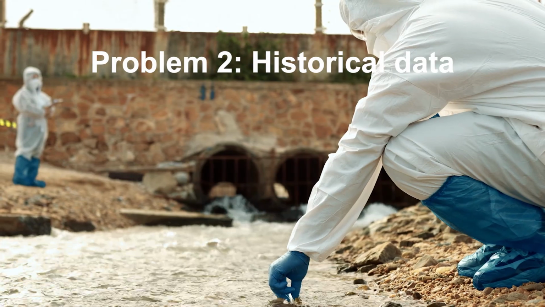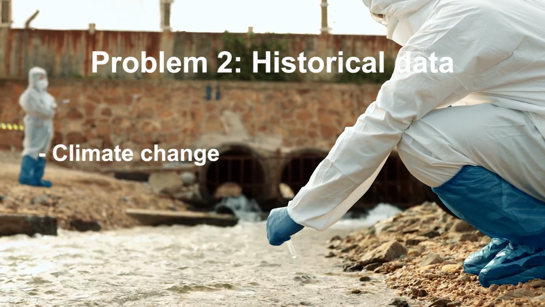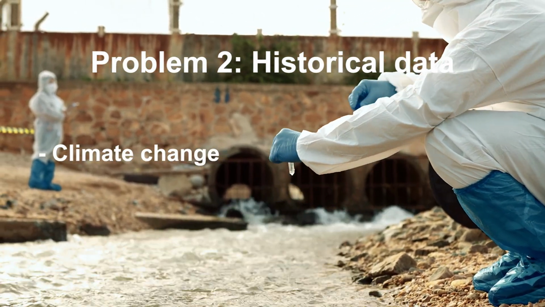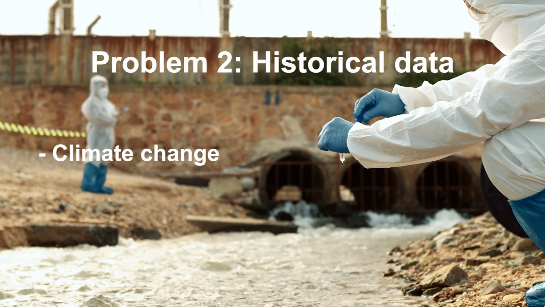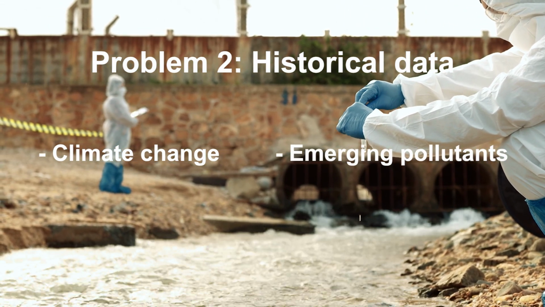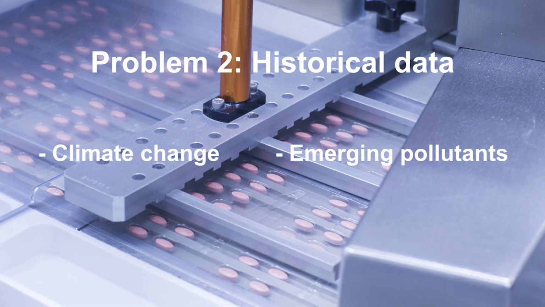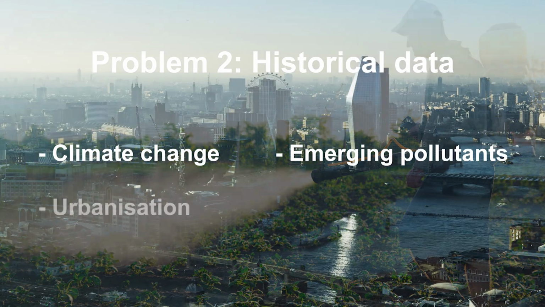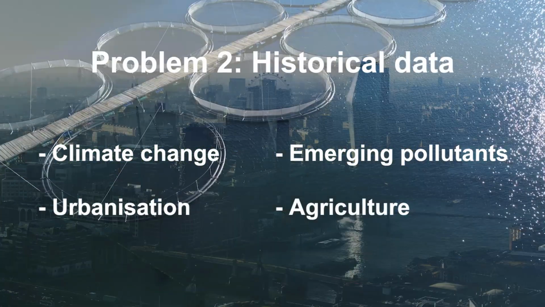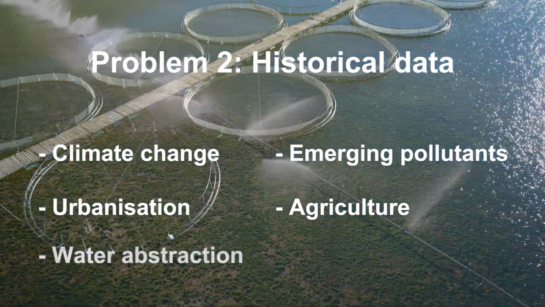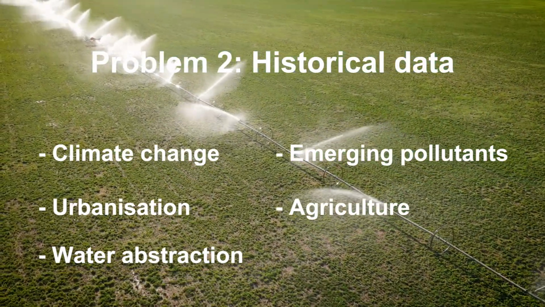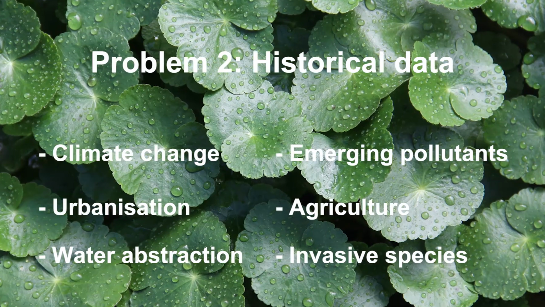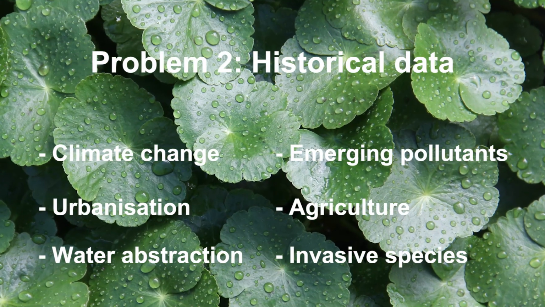At the same time as climate change has been altering river biodiversity, concerns about water quality have shifted from nutrient pollution to a wider range of emerging pollutants. These include surfactants, pharmaceuticals and biocides. Urban areas have expanded, and agricultural practices have changed. We are taking more water from rivers for use in farming and industry. Several invasive species have also rapidly expanded their populations.